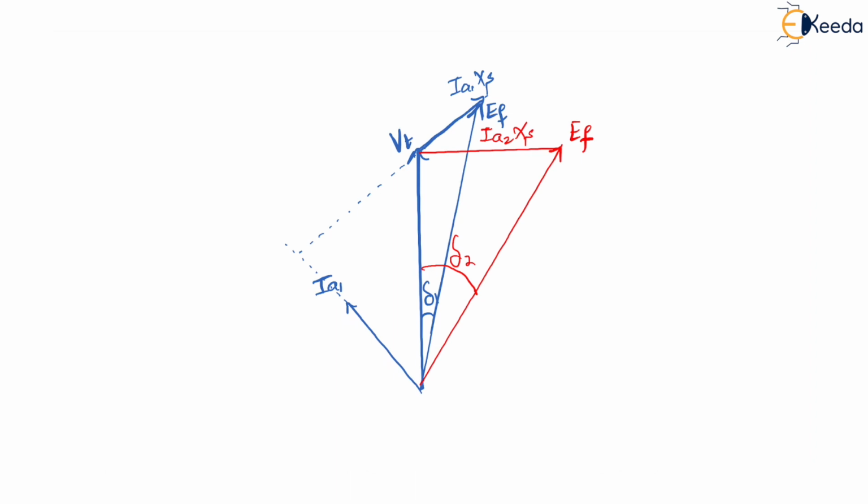Now what happens even now, if I increase my delta even more? If I increase my delta even more, what happens then? For example, I came up to here. Let us consider I increased it further up to here. Let us say this is delta 3. I increased it even more. So what will happen? The same length EF I will get, but it will be here now.